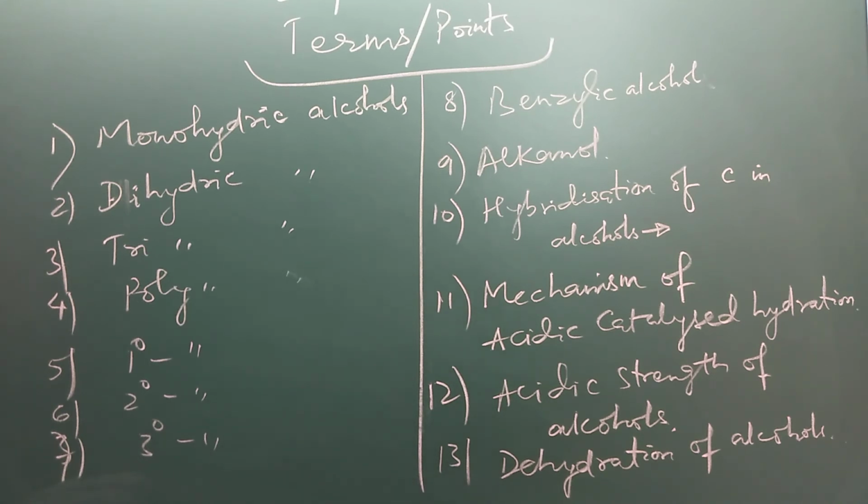Next is dehydration of alcohols. When alcohols are treated with a dehydrating agent like H2SO4, alkene is the major product. 3 degree alcohols undergo dehydration faster than 2 degree, and 2 degree undergo faster than 1 degree. These are the important concept terms related to the alcohol chapter.